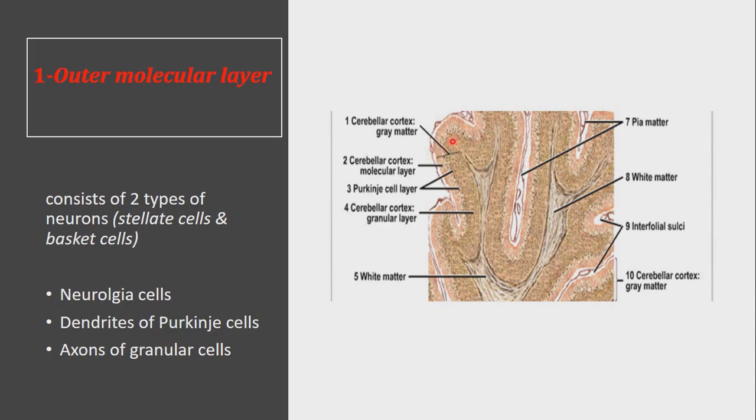Now, the cerebellar cortex outer gray matter, which is the outer molecular layer, consists of 2 types of neurons. The first type is called the stellate cell, and the second is called the basket cell. Number 2, supporting cells, which are the neuroglial cells. Number 3, dendrites of Purkinje cells. Number 4, axons of granular cells. So this outer molecular layer contains stellate cells and basket cells, neuroglial cells, dendrites of Purkinje cells, and axons of the granular cells.